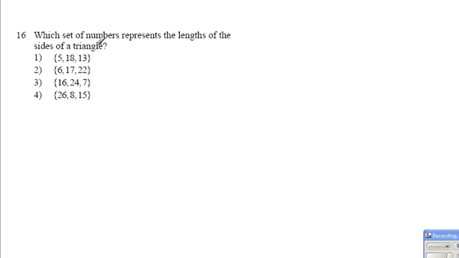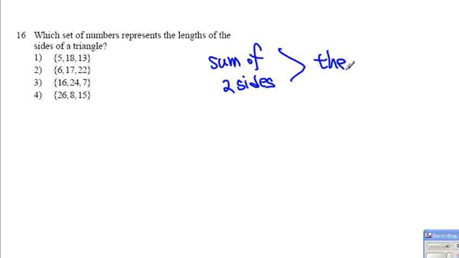Now, which set of numbers represents the lengths of the sides of a triangle? The sum of two sides has to be greater than the third. The only thing that's possible here would have been choice number 2. The sum of these two is greater than 22. Alright. Next one.